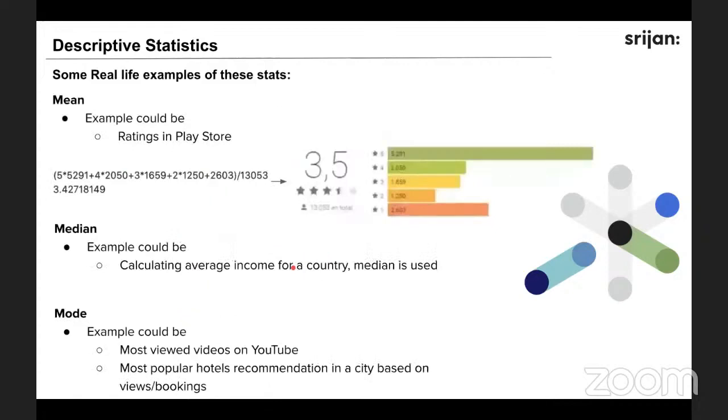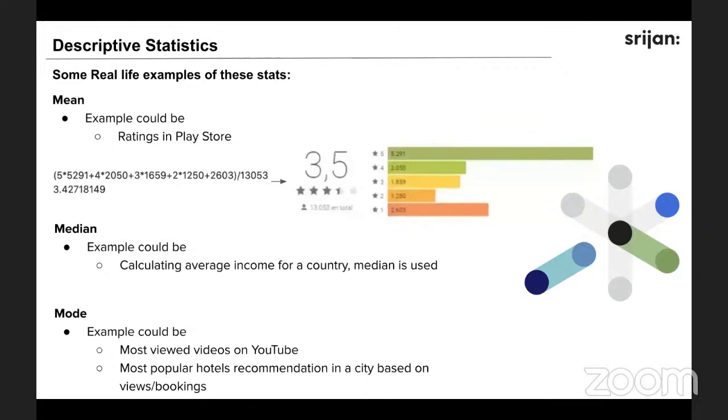Let's look at some real life examples. All of us are using the Google Play Store, right? Whenever we download some games or apps, we look at the ratings. Did you ever think about how those ratings were calculated? Basically, mean is behind the scenes.